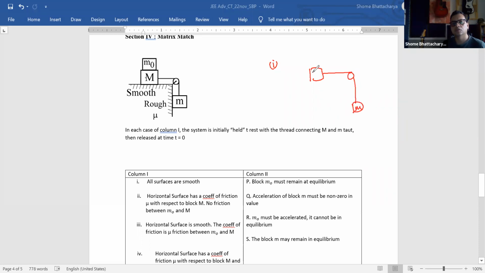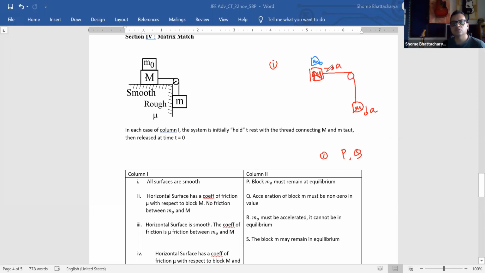In the first case, when all surfaces are smooth, these two will have the common value of acceleration, and this one will be at rest. Oh, sorry, m naught is this one. This is just capital M. So for the first part, m naught has to remain in equilibrium. So P is correct. Acceleration of m must be non-zero. Small m is which one? This one. Yes, so Q is also correct because there's nothing to stop it here.